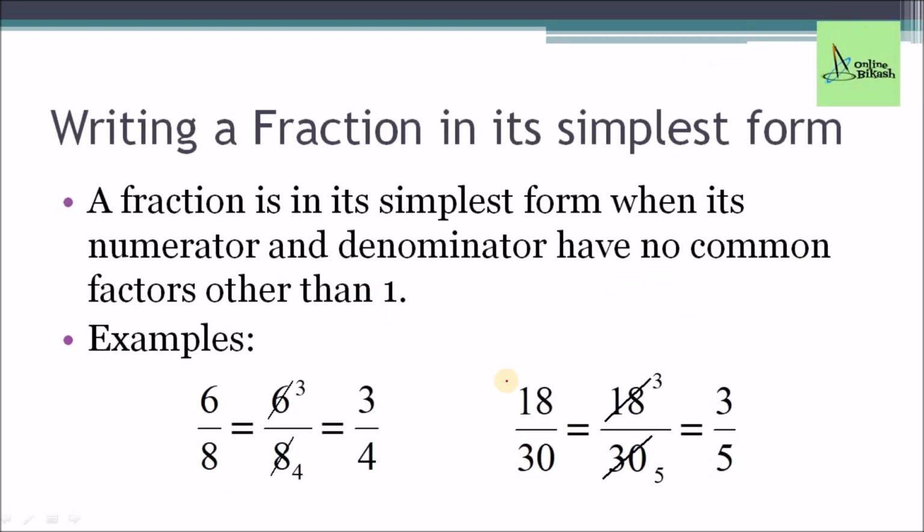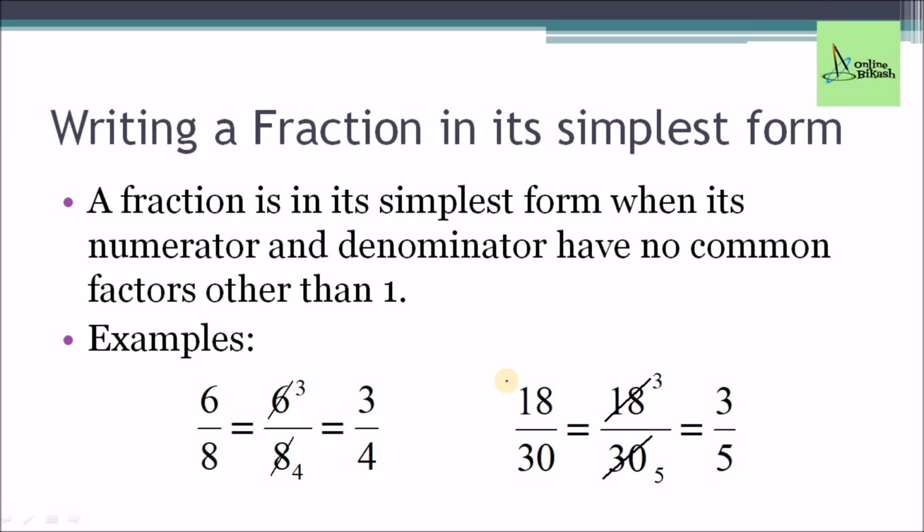Now, writing a fraction in its simplest form. How can we write a fraction in its simplest form? A fraction is in its simplest form when its numerator and denominator have no common factors other than 1. In our normal language we will call it cancellation.